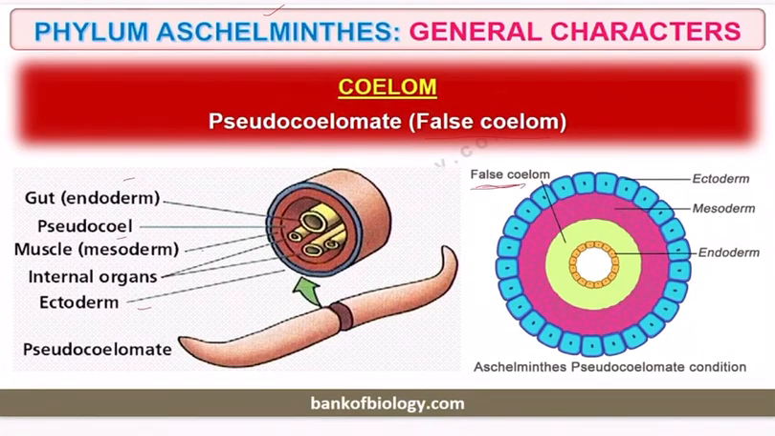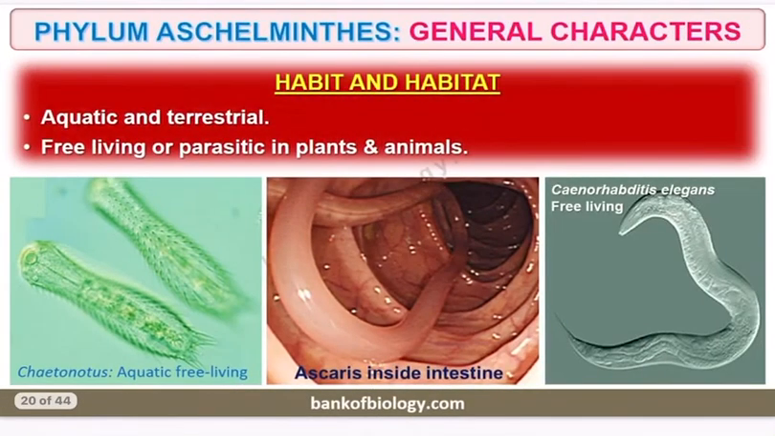There is a gut endoderm, and then pseudocoel, you can see the foldings, okay, and the muscle mesoderm, then internal organs, and external, of course, ectoderm. And you can see the presence of pseudocoelom. Here, look at that in transverse section, it is very, very clear, pseudocoelomate. Where do you see them?